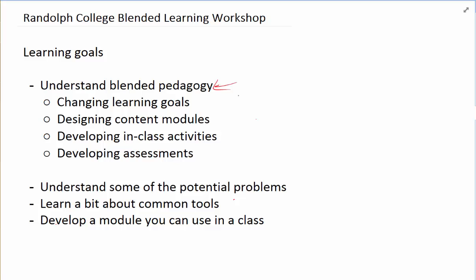How do you do that? What is it, what's the history? What's the background? Is there any evidence for how that works and everything else? What do you do about changing your learning goals?